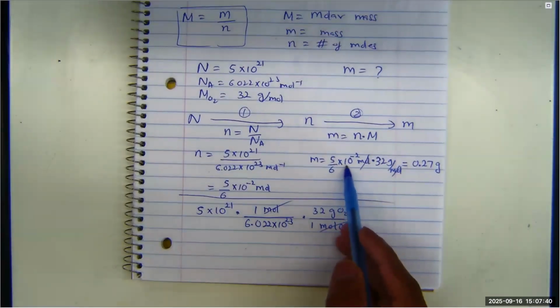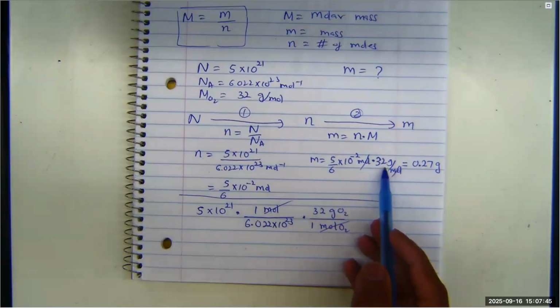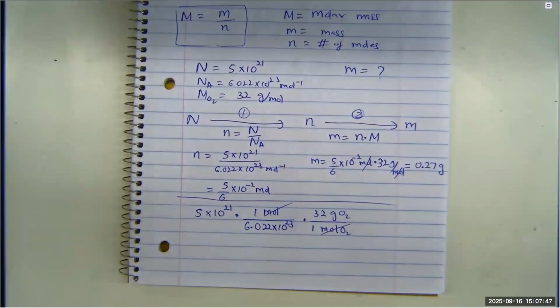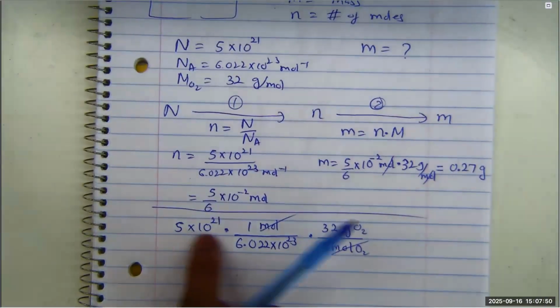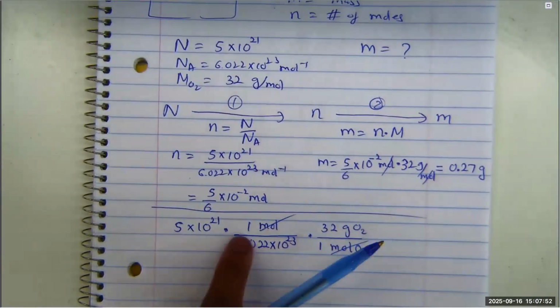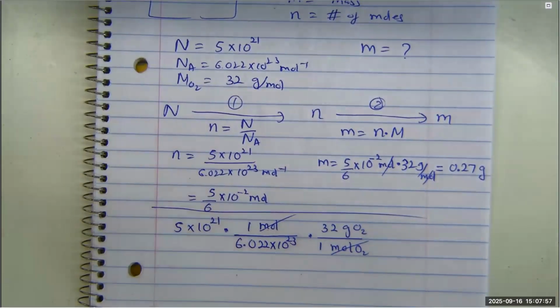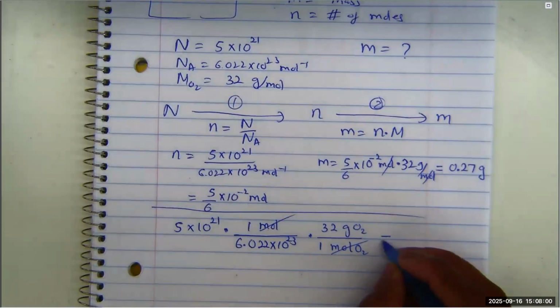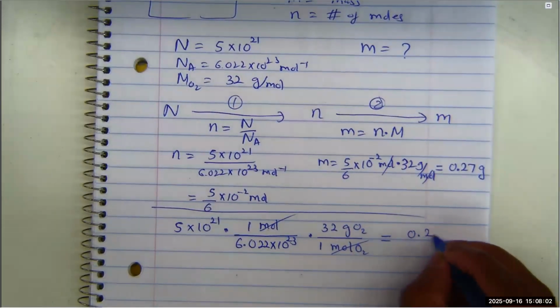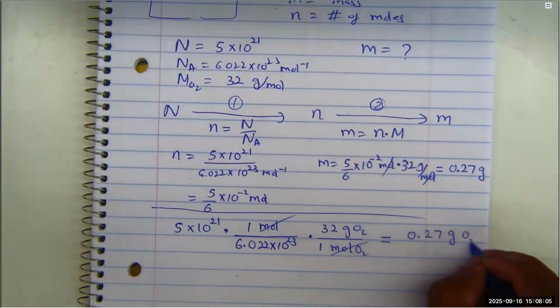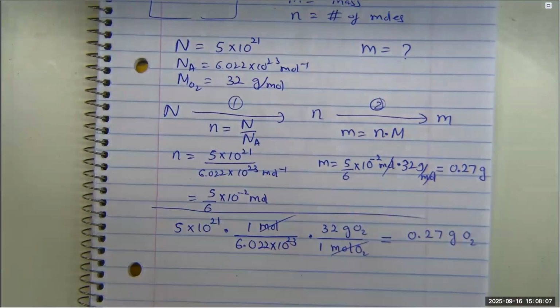So you can see that just like in this equation over here, we have 5 times 10 to the power of -2 and 32 in the numerator. Just like that, I have the same numbers here. And in the denominator, I have 6.022 because I did not change anything. It's the same thing. If you plug these numbers into a calculator, you should get 0.27 grams of oxygen. Same thing. Any questions, concerns, comments?